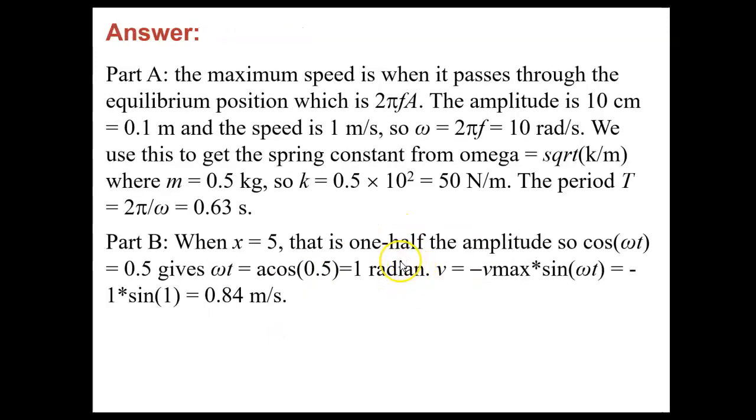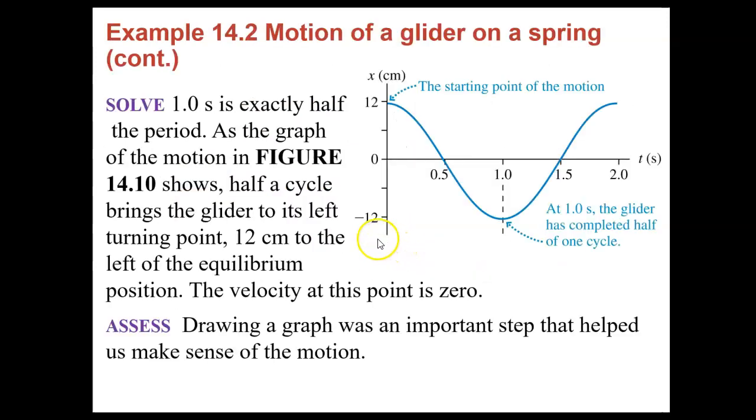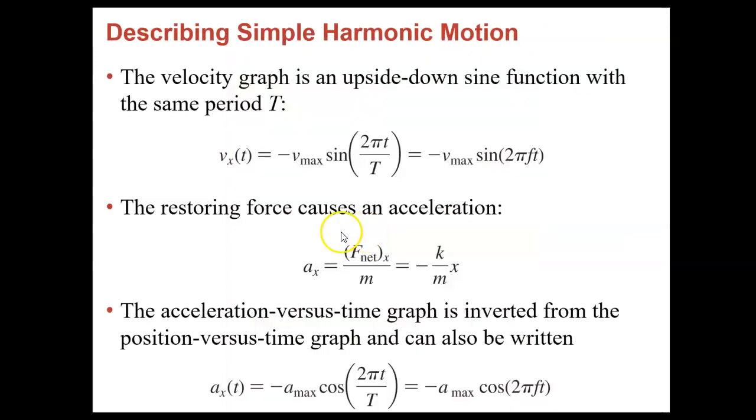So if we look at this, the maximum speed is when it passes through the equilibrium position, which is 2 pi f A. The amplitude is 10 centimeters, which is 0.1 meters, and the speed there is 1 meter per second. So 2 pi f is 10 radians per second. So we can actually use the period of this oscillation. We can go back here and use this.